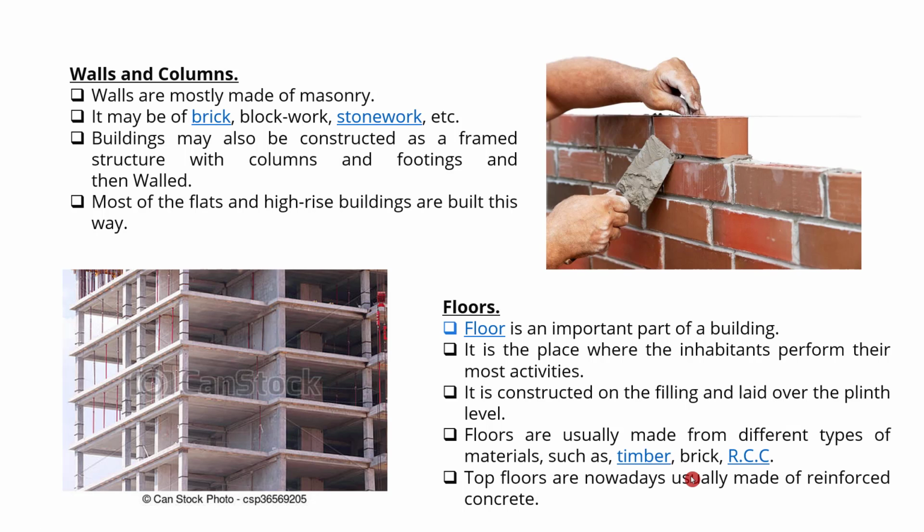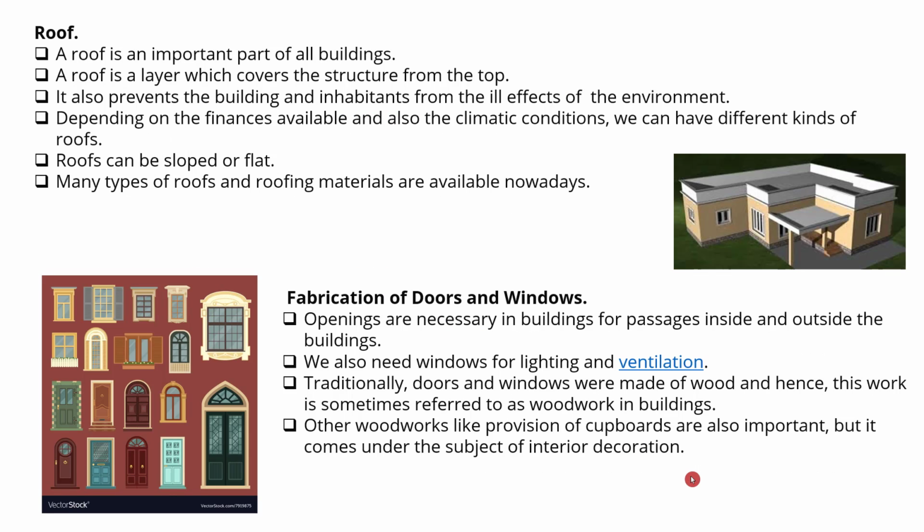And top floors are nowadays usually made of reinforced concrete. Most of all the floors are made now with reinforced concrete. Another important part of a building is the roof. A roof is an important part of all buildings. A roof is a layer which covers the structure from the top. You can see the roof here, and this is called a parapet, which is running throughout the perimeter.